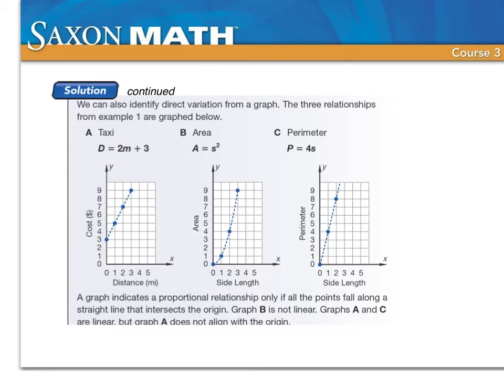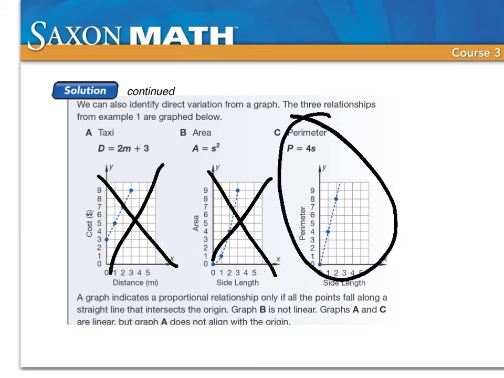Okay? Now this down here says, a graph indicates a proportional relationship only if all the points are along a straight line that intersects the origin. Okay? So again, it has to be a straight line to be direct variation, and this one is, but doesn't intersect the origin. This one is not a straight line, okay? So it's not direct variation. And this one is a straight line and intersects the origin. So again, we could tell from the graph that one is direct variation because it's a straight line that crosses the origin. And let's move on to the next slide.